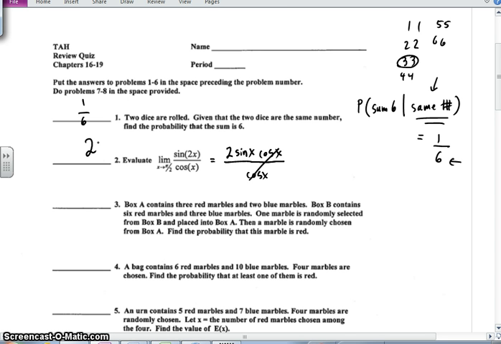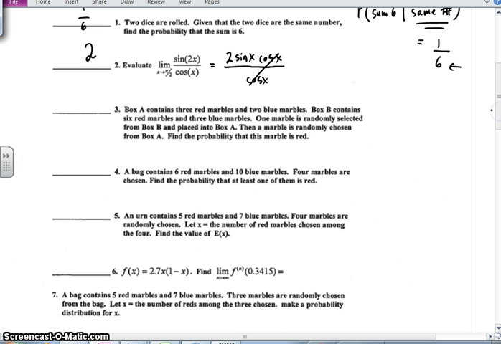All right, number 3. Box A contains 3 red marbles and 2 blue marbles. Box B contains 6 red and 3 blue. One marble is selected from B and placed into A. Then a marble is chosen from A. Find the probability that this marble is red.